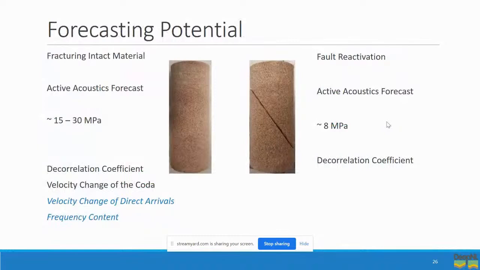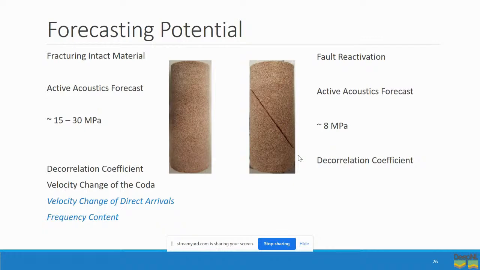So if you sum up the results, you can say in both fracturing of intact material and fault reactivation, you have forecasting potential, a little bit more, let's say, attributes of the waveforms you can see in the intact material. There are a little bit more guides or points to look at to start to forecast the failure for the intact material, but you still see it also in the fault reactivation experiments. And you have a little bit less forecast potential in the fault reactivation, but I think if you look at the details, there's still a little bit of that.